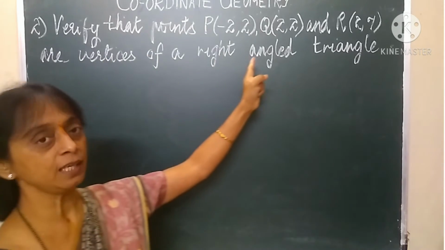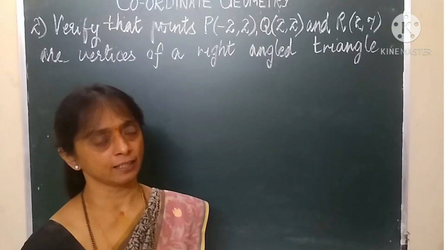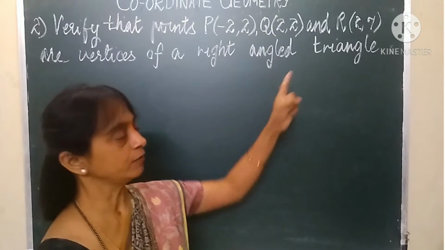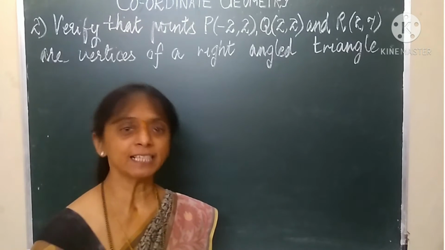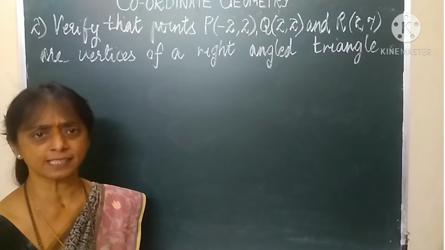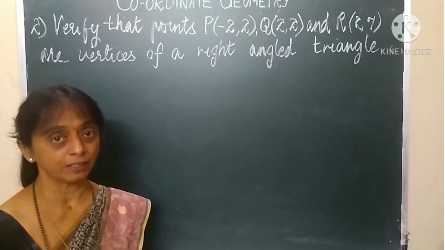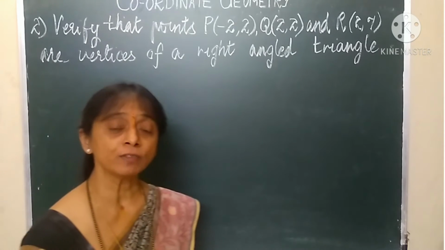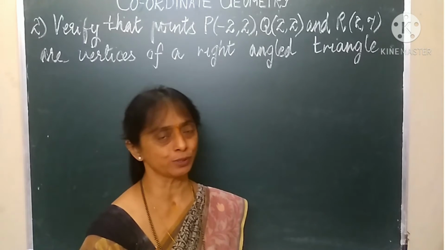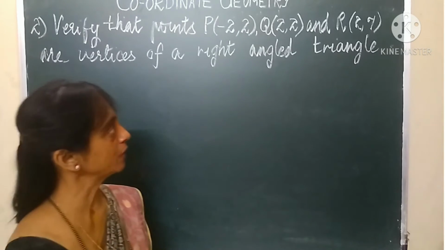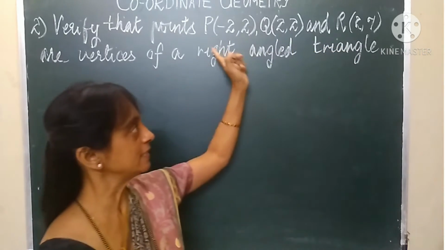Verify that the points P, Q and R are the vertices of a right angle triangle. Now how do we determine if the three vertices form a right angle triangle? For this, we should know the converse of the right angle triangle theorem. It says that when you have three lengths of sides given, the square of the highest number should be equal to the sum of the squares of the other two sides. That means we are supposed to calculate the distance PQ, distance QR, distance PR.